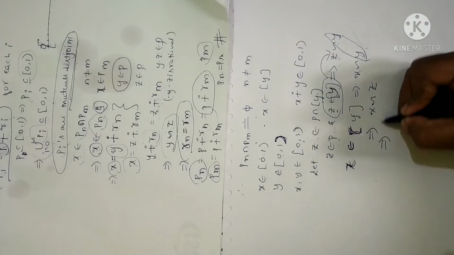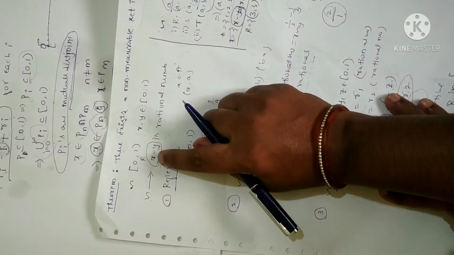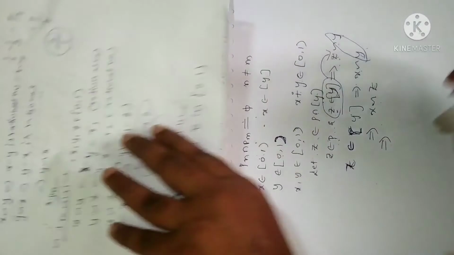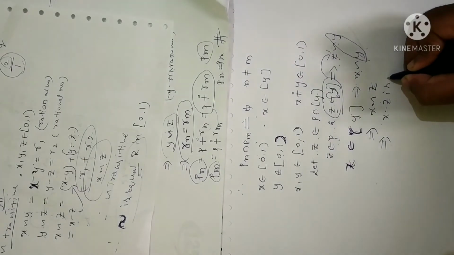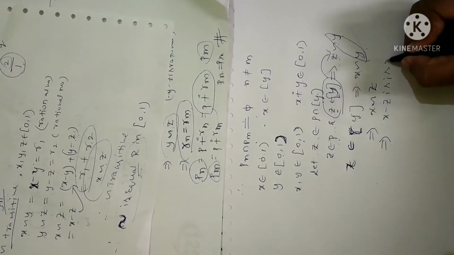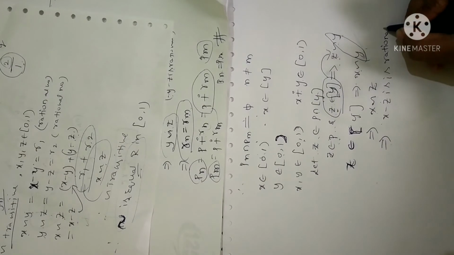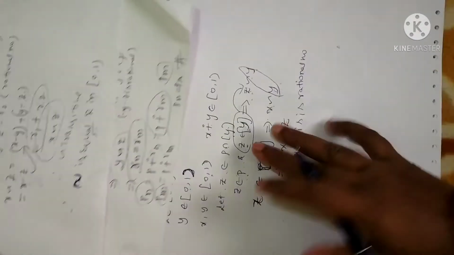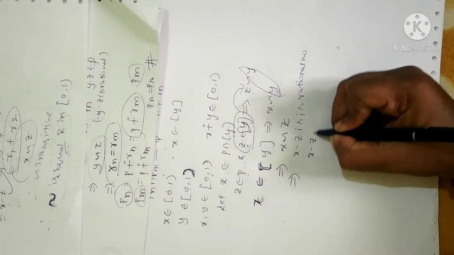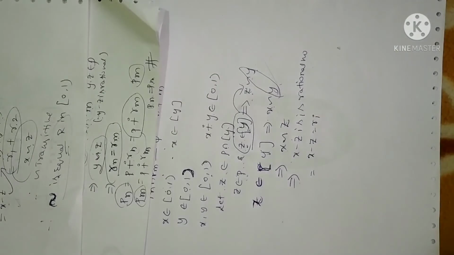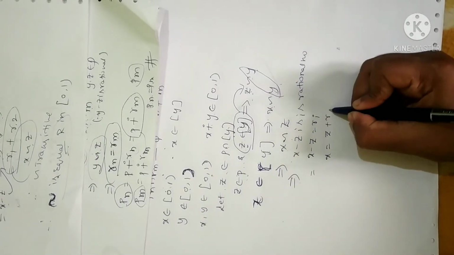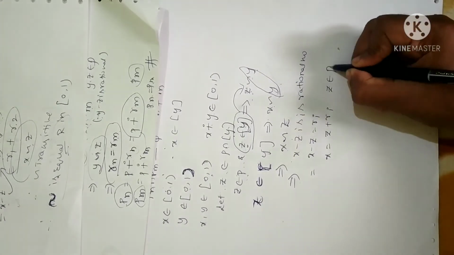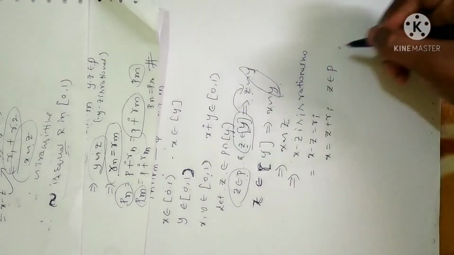So x is related to z. What is the relation I have defined? Two elements will be related only when their difference is a rational number. Thereby I can write x minus z is a rational number. Now let me take that rational number as, say, Ri. Now shifting this, you will get x equals z plus Ri, where z is an element of P. That is what I have assumed at the beginning.